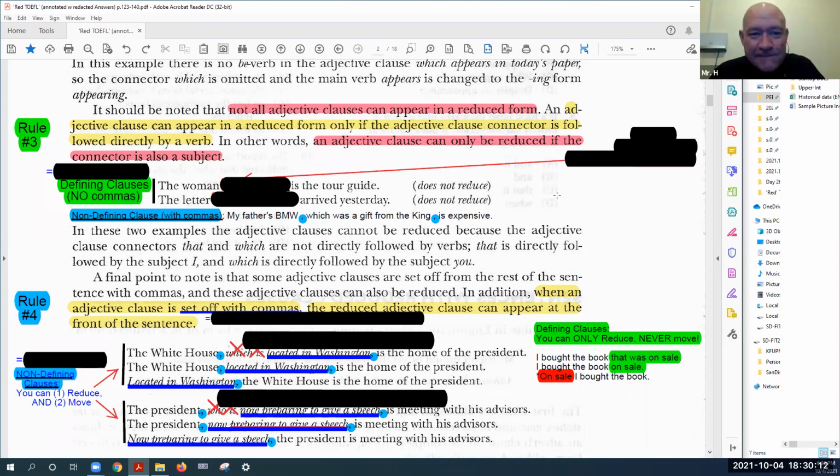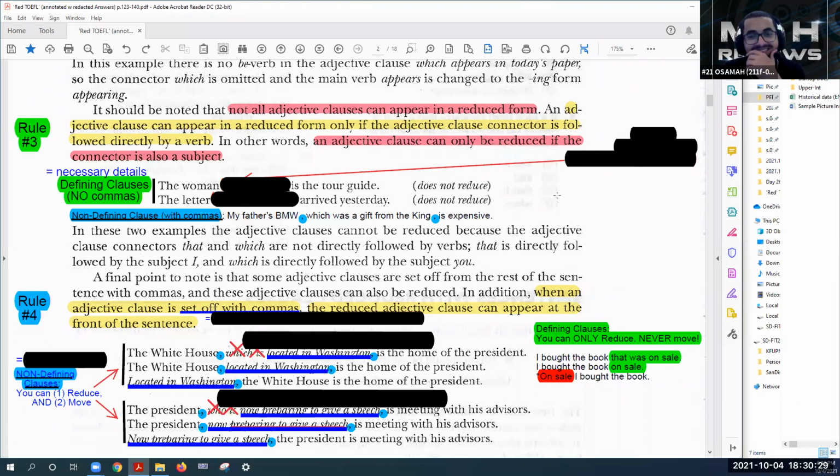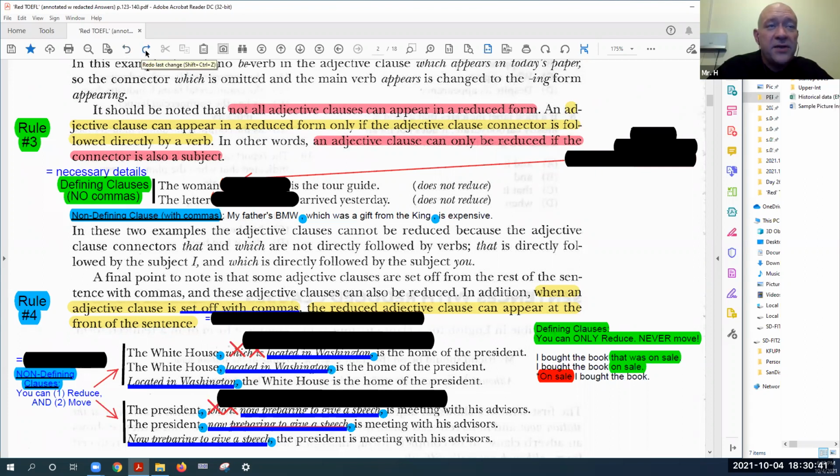The letter that you gave me. That's a good example. But we need more information. We must explain exactly which letter. Now, do you see what I put right here? Necessary details. Necessary details, all right? And then, let me keep going.